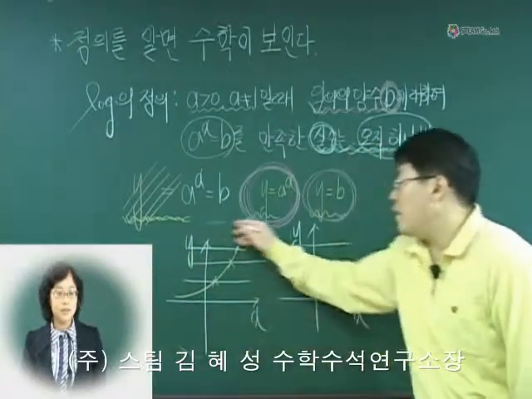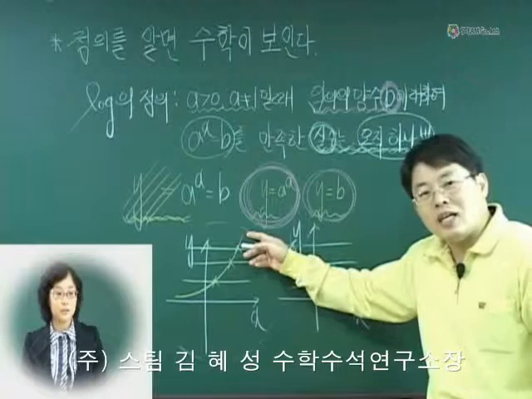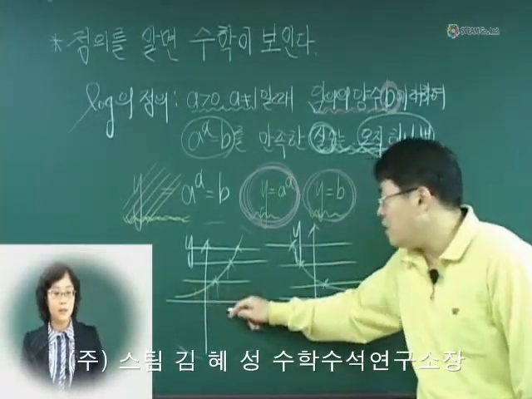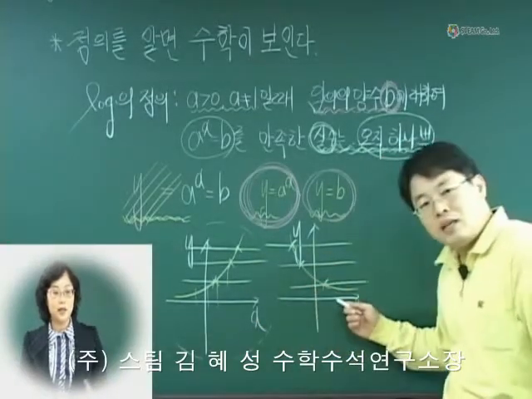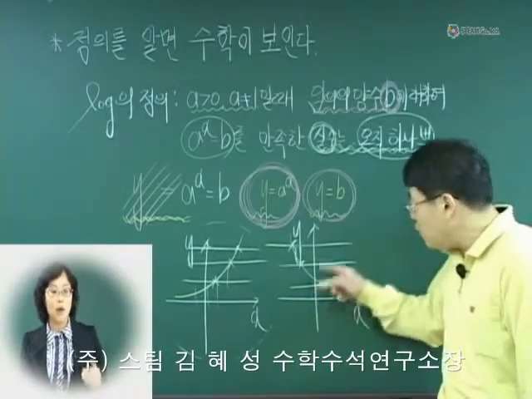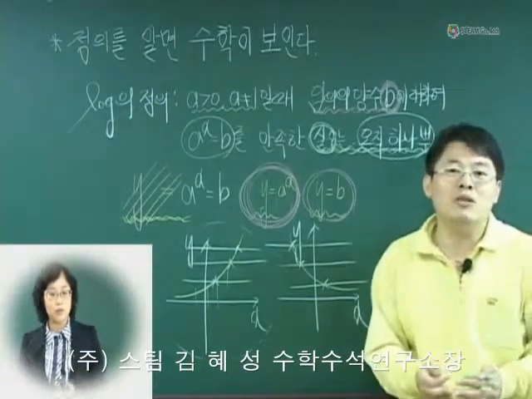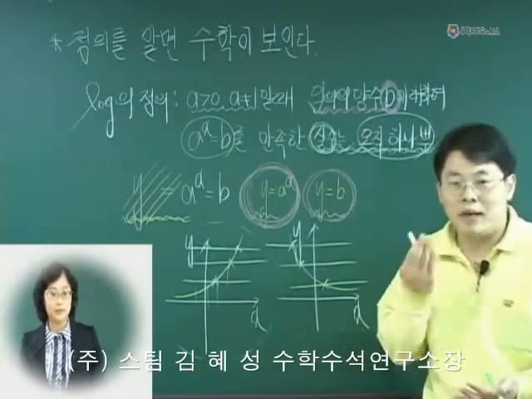Okay, since this is a monotonically increasing function, as x is increasing gradually, y is increasing too. And the monotonically decreasing function is, as x is increasing, y is decreasing. You have to put it into your mind.